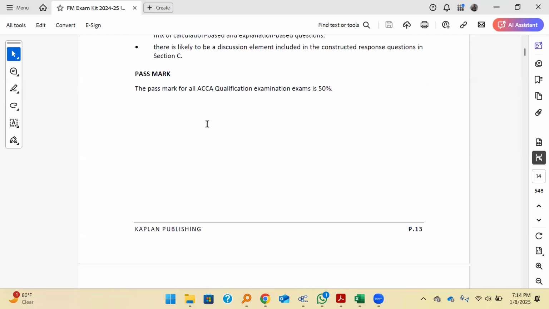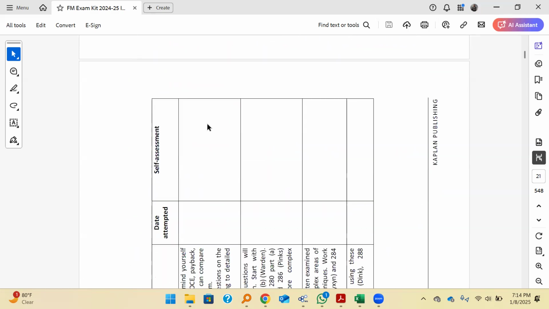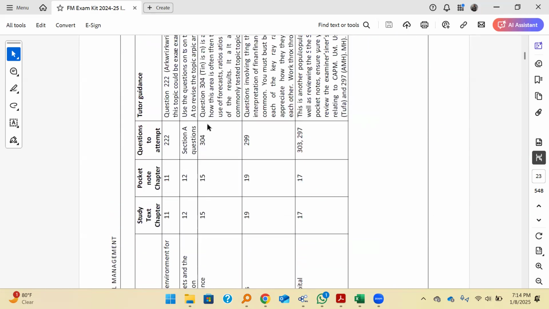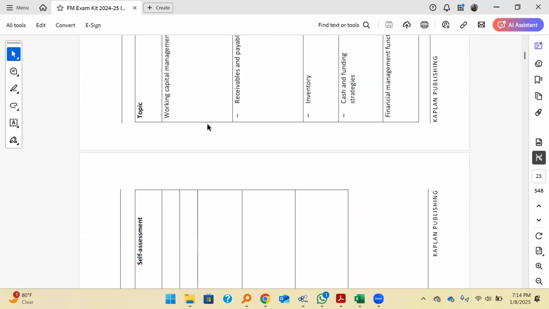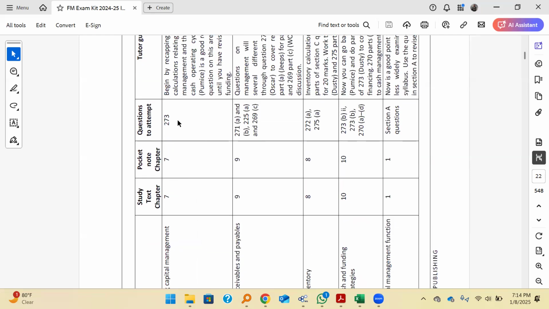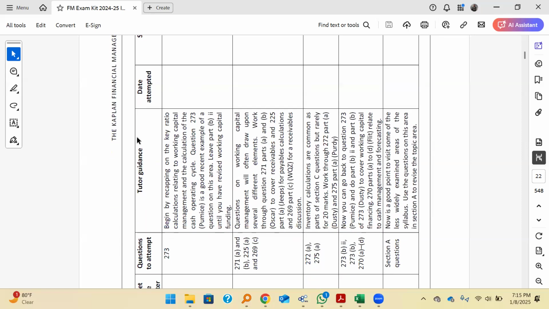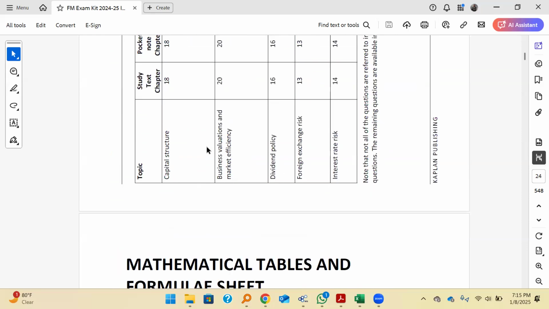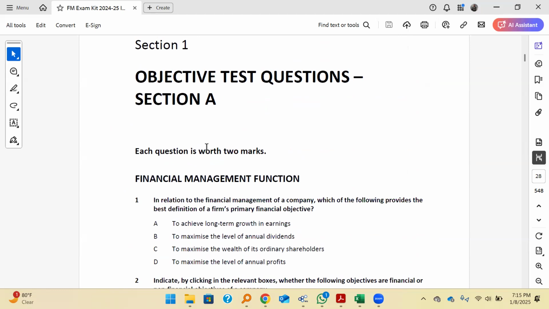So for us, let us now go and look at the first questions. All this is very important for you to read. There is also a schedule here that can help you when you're preparing for your exam. For each topic, you look at the questions to attempt, then you can look at when you attempted them and see whether you are good in that topic. This is a good tool that helps you to monitor your progress as far as the questions are concerned. So we're going to start straight from the first, financial management function.